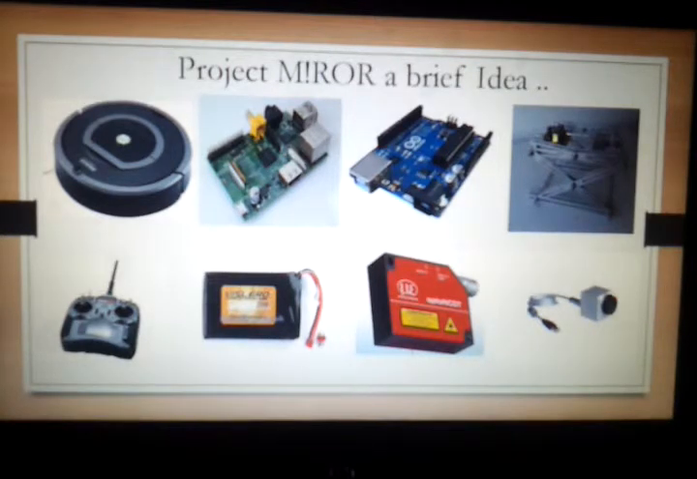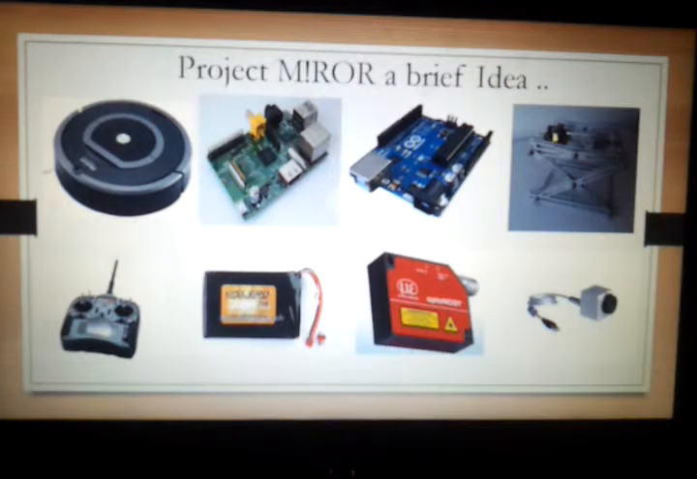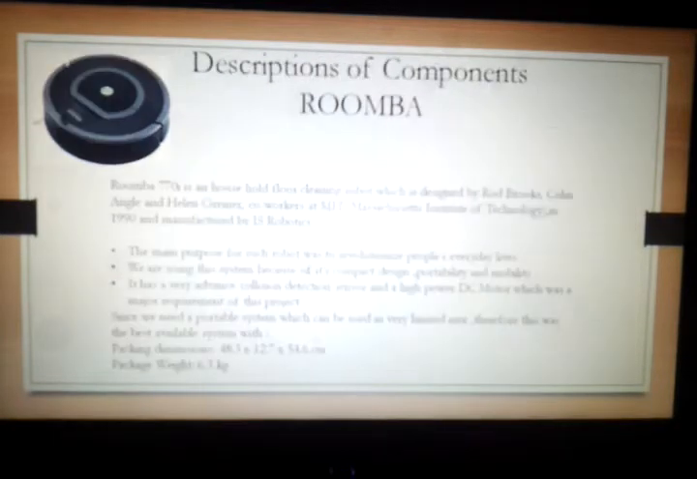So Project Mirror is basically constituted of the following components. This is the Roomba 770i. This is the Raspberry Pi. After the Raspberry Pi, in blue color, is the Arduino Uno, which is a microcontroller. On the very right, in the topmost corner, is the scissor lift. Then below, there is the analog controller, the battery pack to power up the whole unit, the sensors, and the thermographic camera.